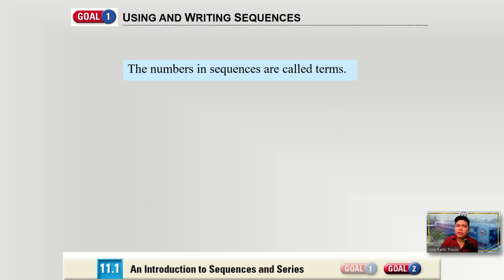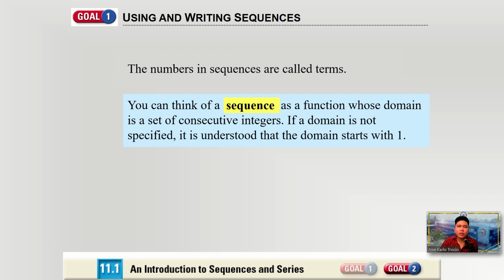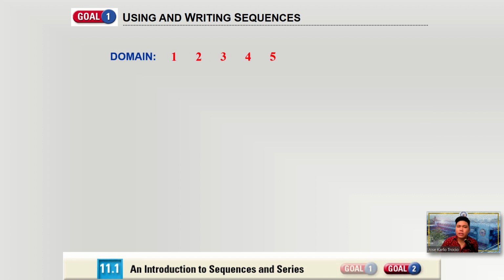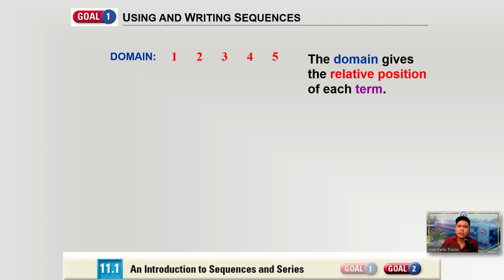Let us know some terminologies. The numbers in a sequence are called terms. You can think of a sequence as a function whose domain, the x, or something that is being substituted, is a set of consecutive integers. If a domain is not specified, it is understood that the domain starts with 1. Let us have a concrete example. The domain gives the relative position of each term.